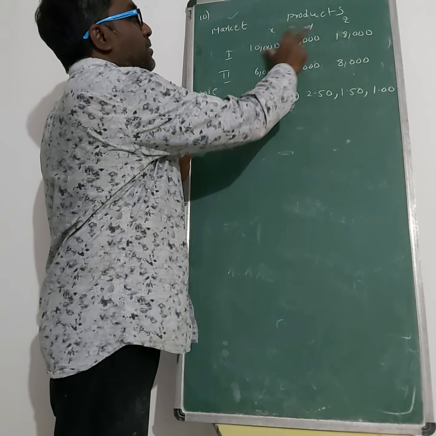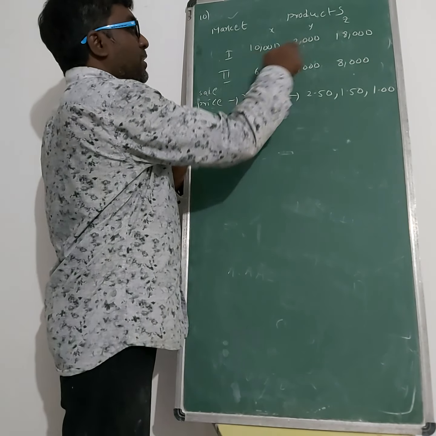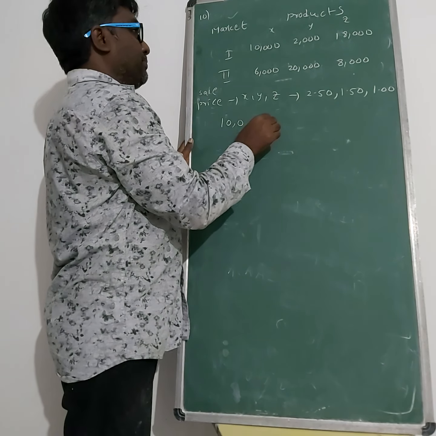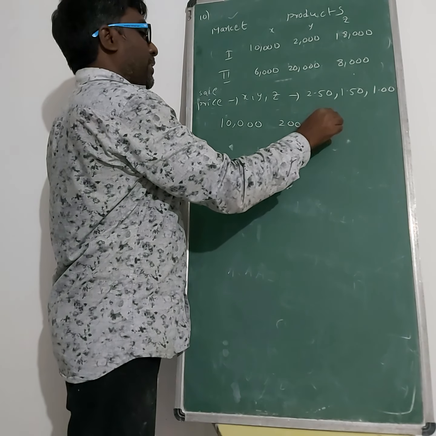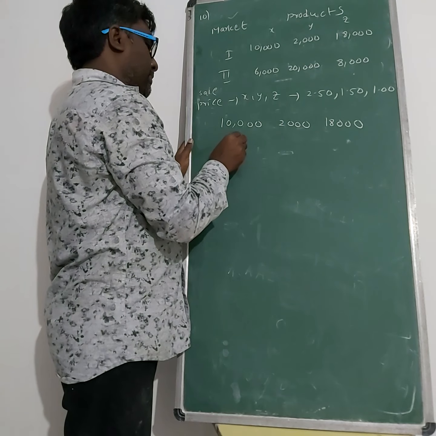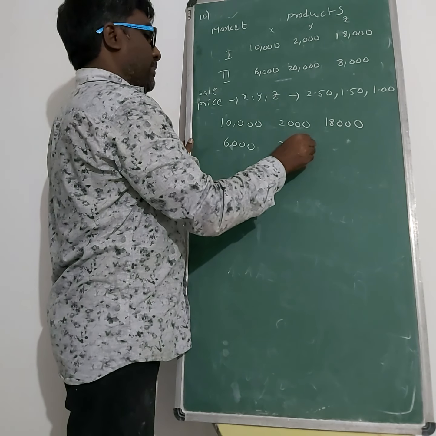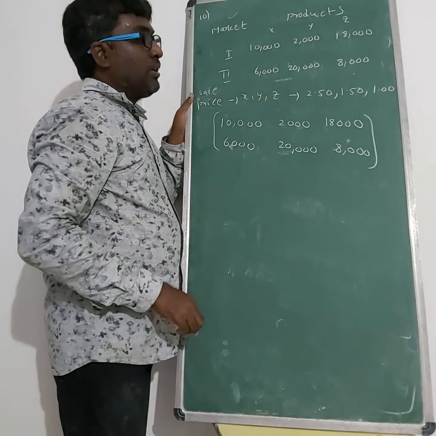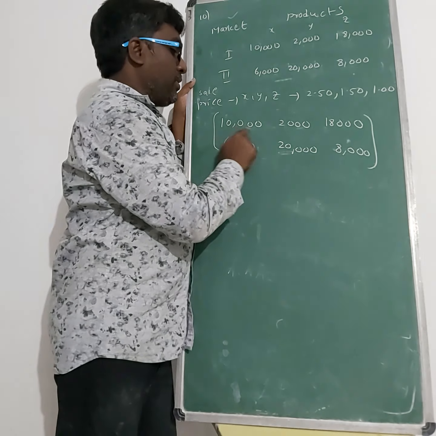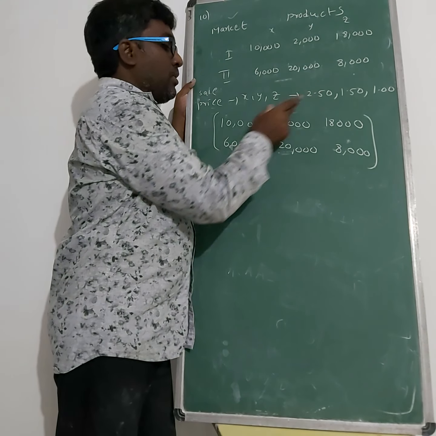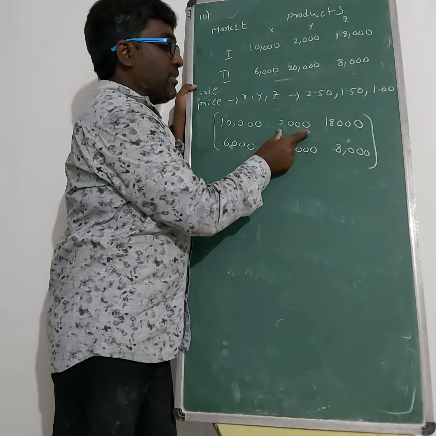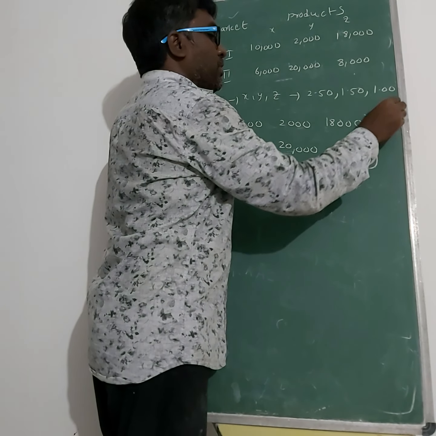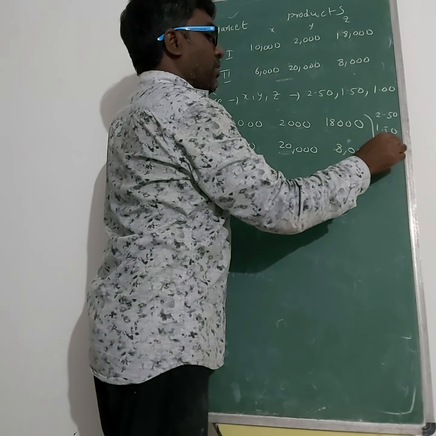So first we will write these products in the form of a matrix, 2 rows and 3 columns. First row: 10,000, 2,000, 18,000, and second row: 6,000, 20,000, and 8,000. Now this is product X type, this is product Y type, and this is product Z type. These rupees I am writing here: 2 rupees 50 paisa, 1 rupee 50, and 1 rupee.